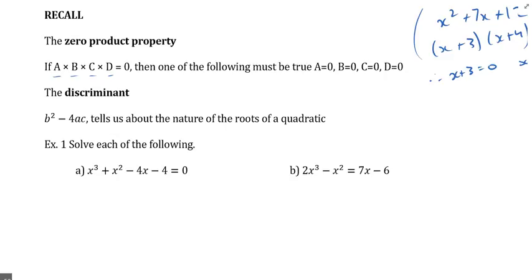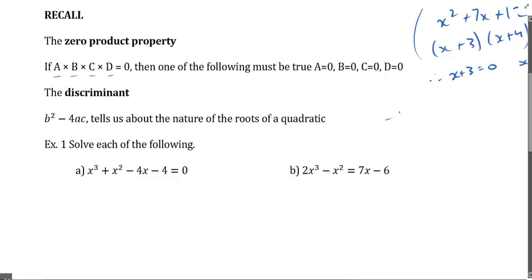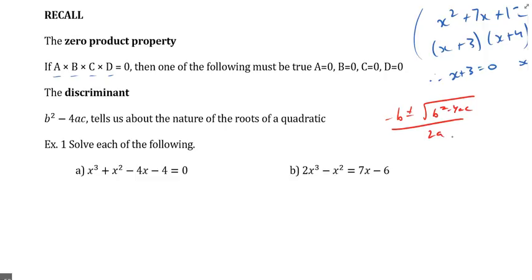Something else we want to remember is the discriminant. You may not have heard of it called that, but you've seen it before. b squared minus 4ac. What is it? It's the radicand, the part under the radical symbol of the quadratic formula. Do you remember that? Negative b plus or minus the square root of b squared minus 4ac all over 2a. And so b squared minus 4ac is the radicand, the part under the radical sign. What does that tell us?